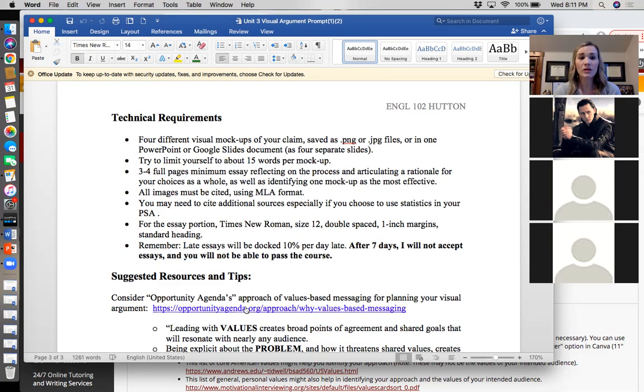All images must be cited using MLA format. If it's not an image that you came up with on your own, that you created yourself, or, you know, clip art or something like that, then you need to cite it. And I will take you through that a little bit today in one of the documents that I'm going to go through. Basic MLA format and same late policy. Okay.